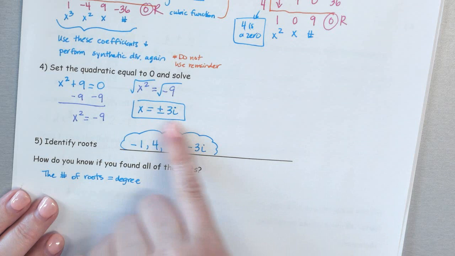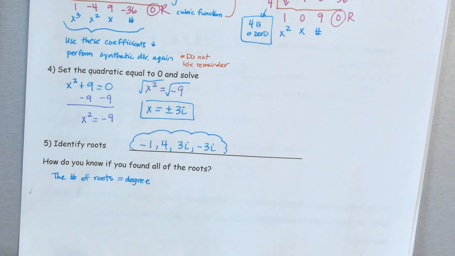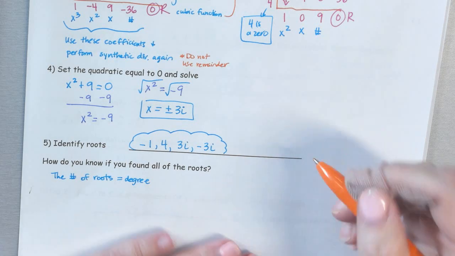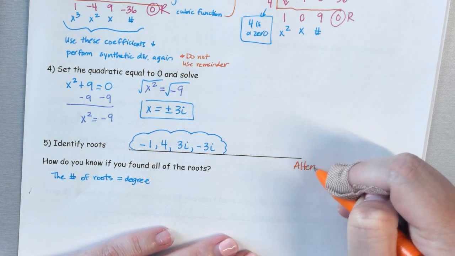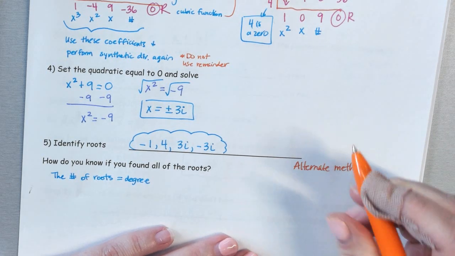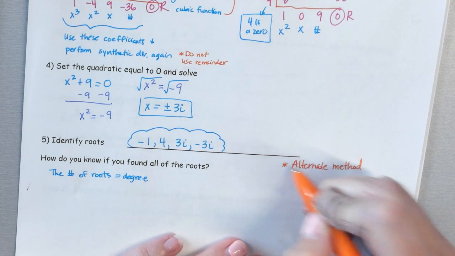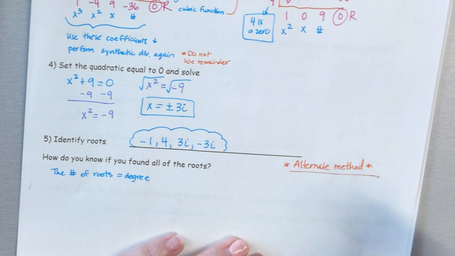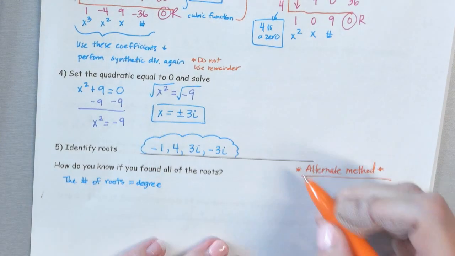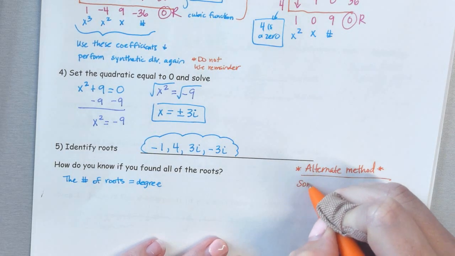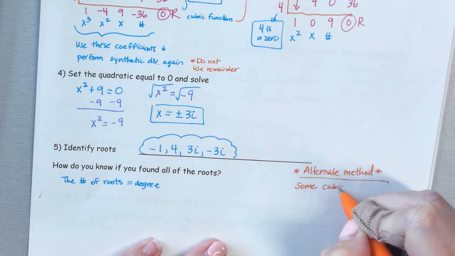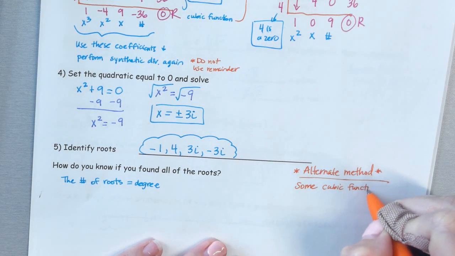Now, we solve like this. This is going to be the quickest method, but I also want to show you there is an alternate method. Okay, so in some cases, the cubic function is factorable. This does not happen all the time. You do not have to factor it if it's factorable, but some cubic functions can be factored.